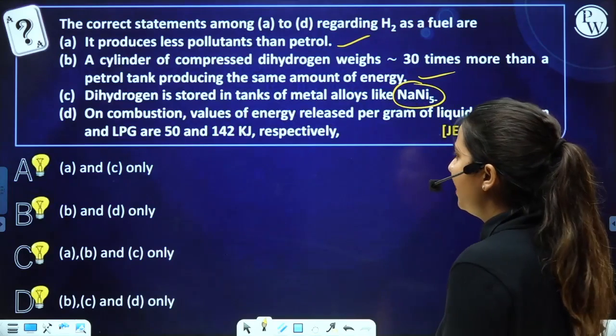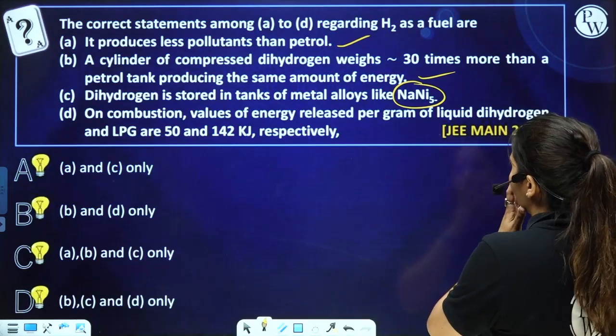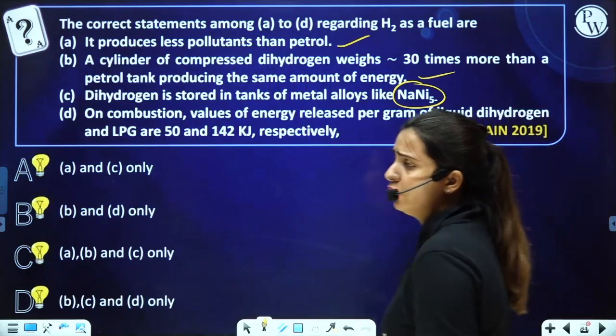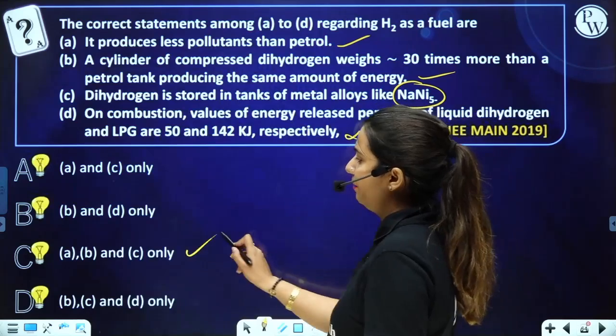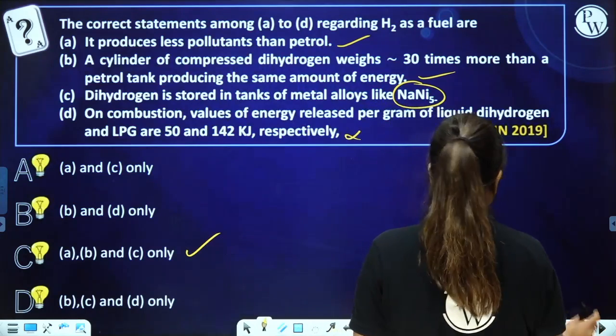On combustion, the values of energy released per gram of liquid dihydrogen. No. Energy produced with the combustion of hydrogen is more than petrol. So that is wrong. So the answer will be A, B and C. All of these are correct.